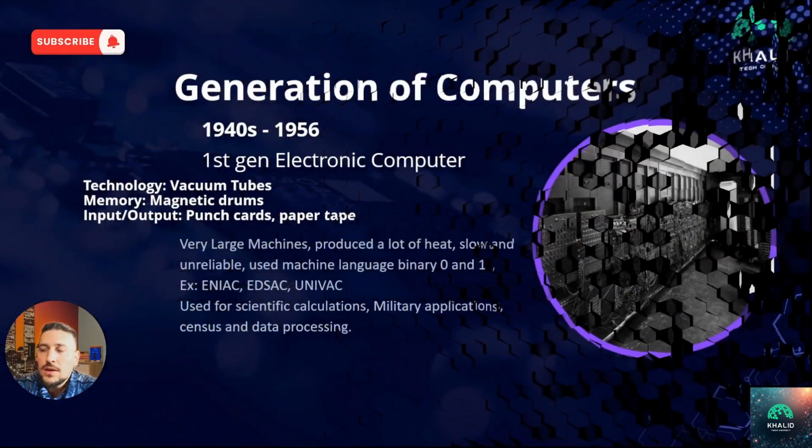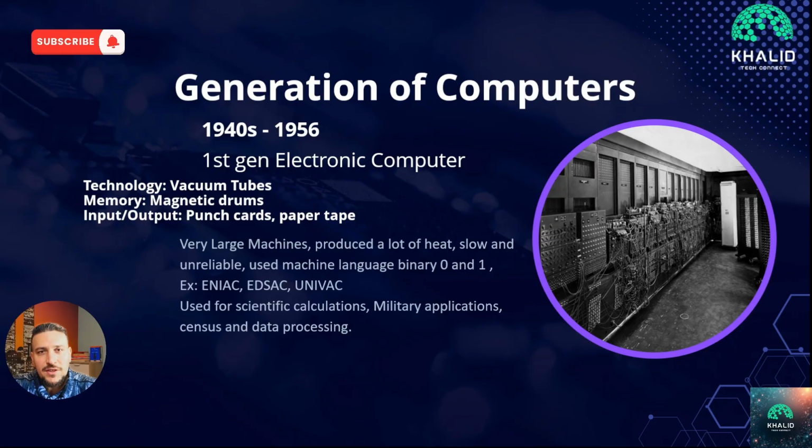Now we are talking about generation of computers. So when we talk about generation of the computer, the first generation of computer started from 1940 until 1956. In the first generation of computers, the technology being used were vacuum tubes, or we can say small light bulbs. The memory was magnetic drum, the input and output was punch card and paper tape. So they were very large machines, produced a lot of heat, slow and unreliable.